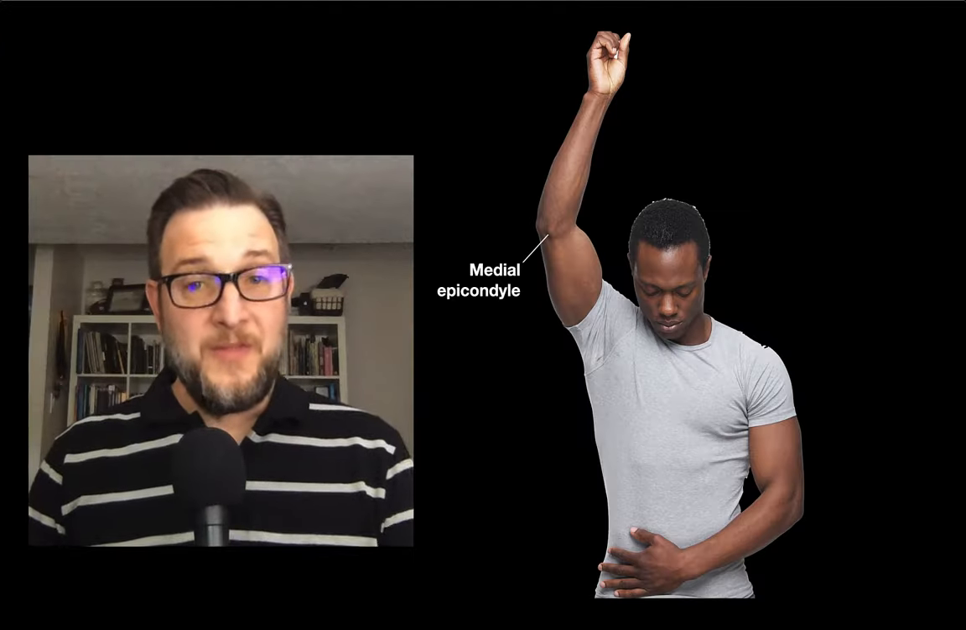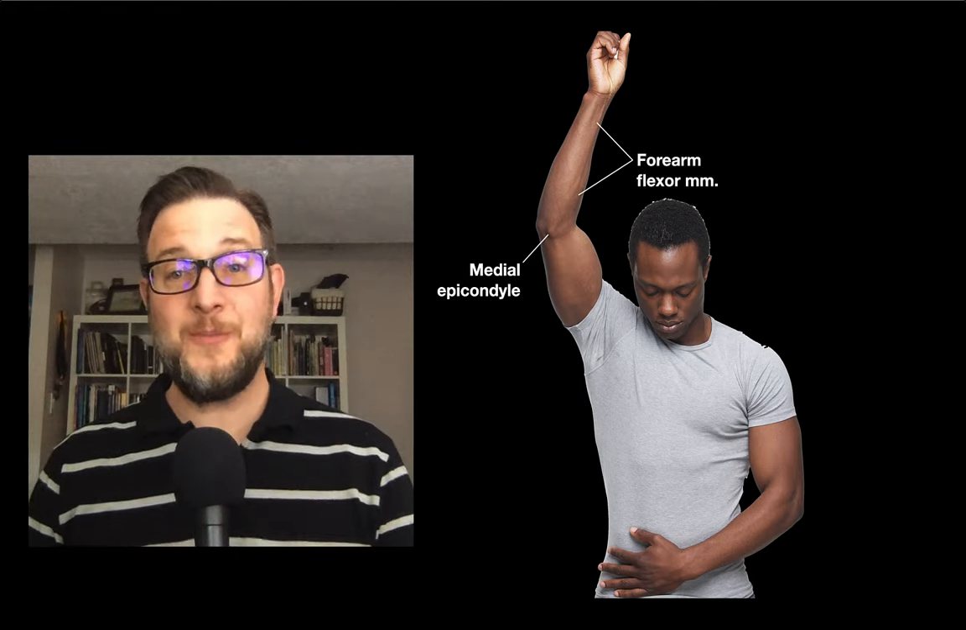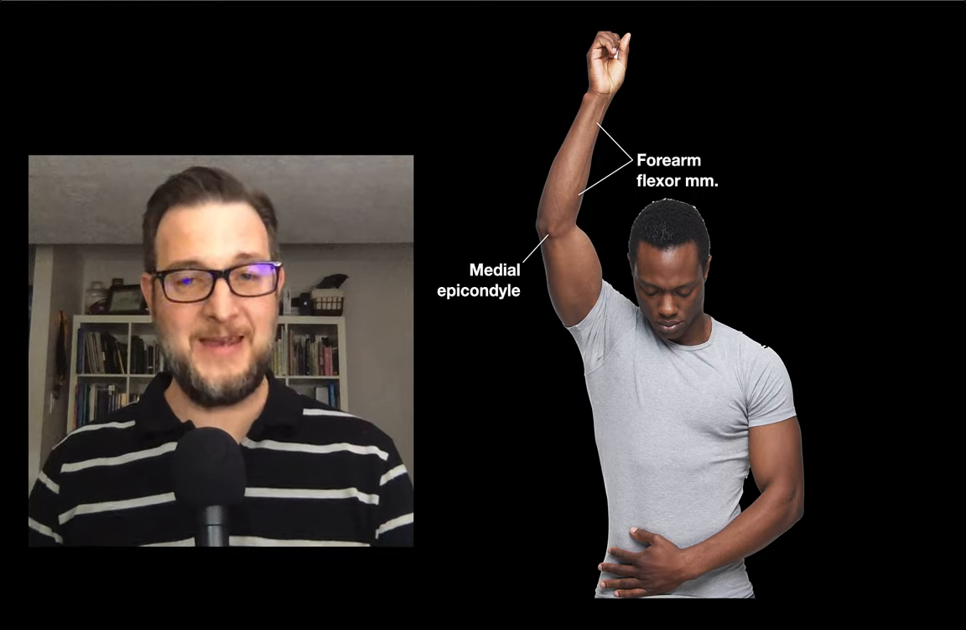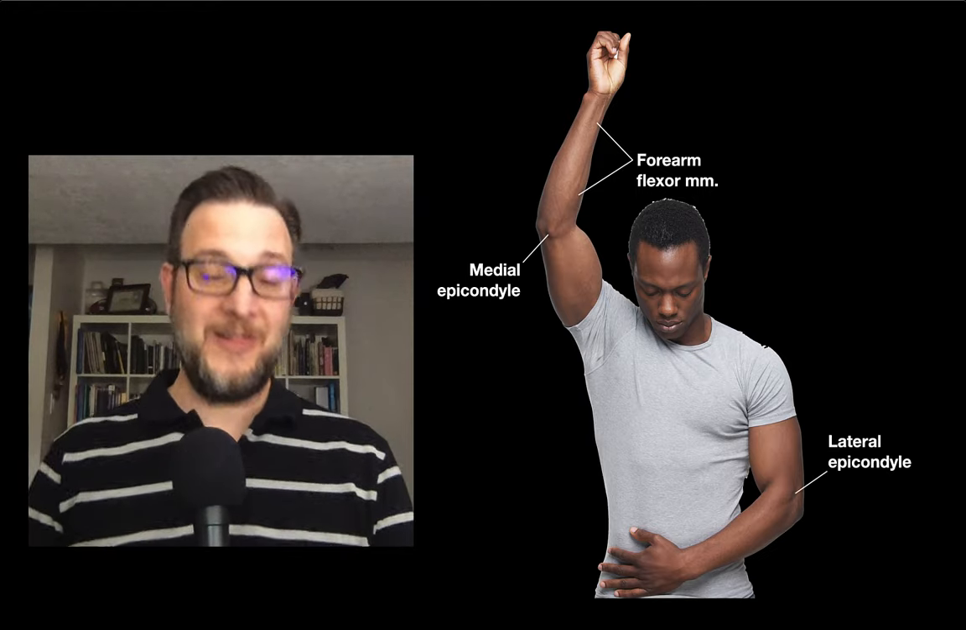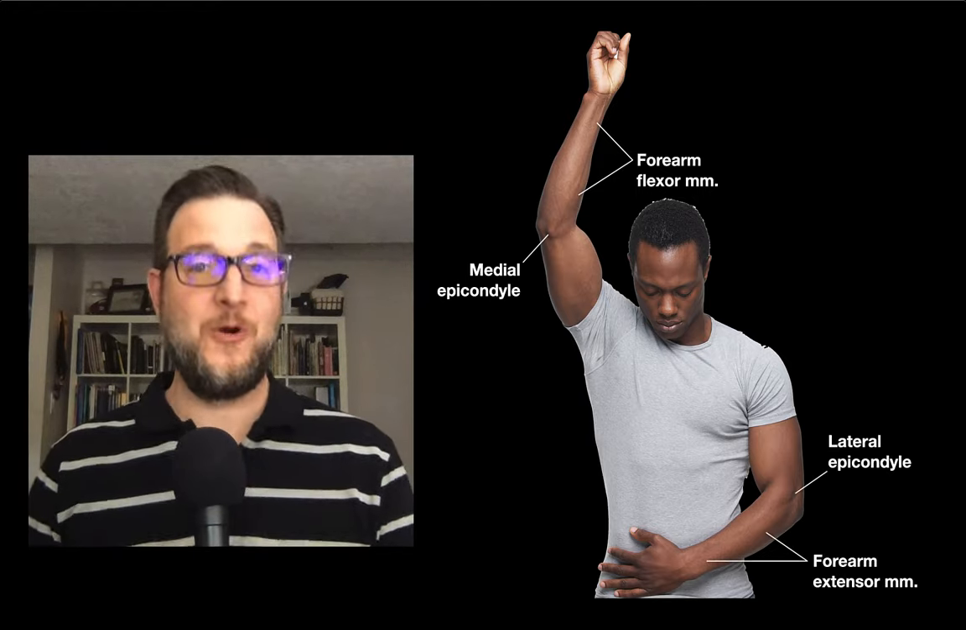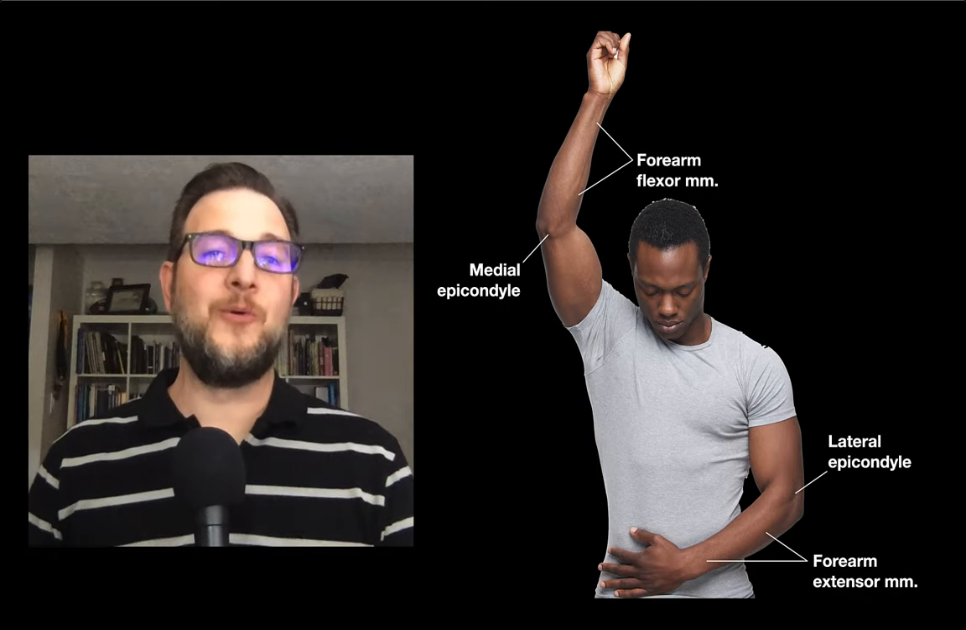So to review, there is the medial epicondyle of the humerus, which is a common origin for the forearm flexor muscles, whose tendons go into the palm of the hand. And there is the surface landmark for the lateral epicondyle, common attachment for the forearm extensor muscles, and those tendons go in the back of the hand.